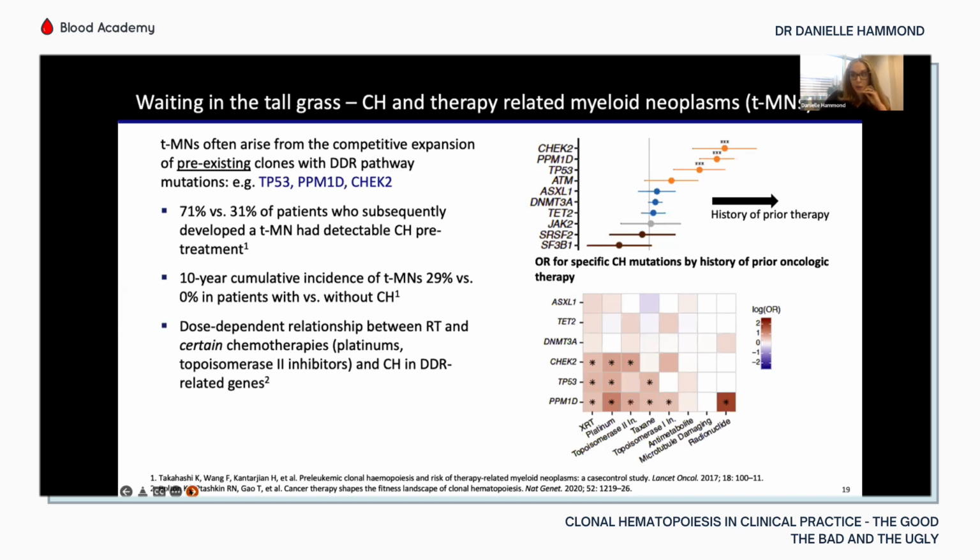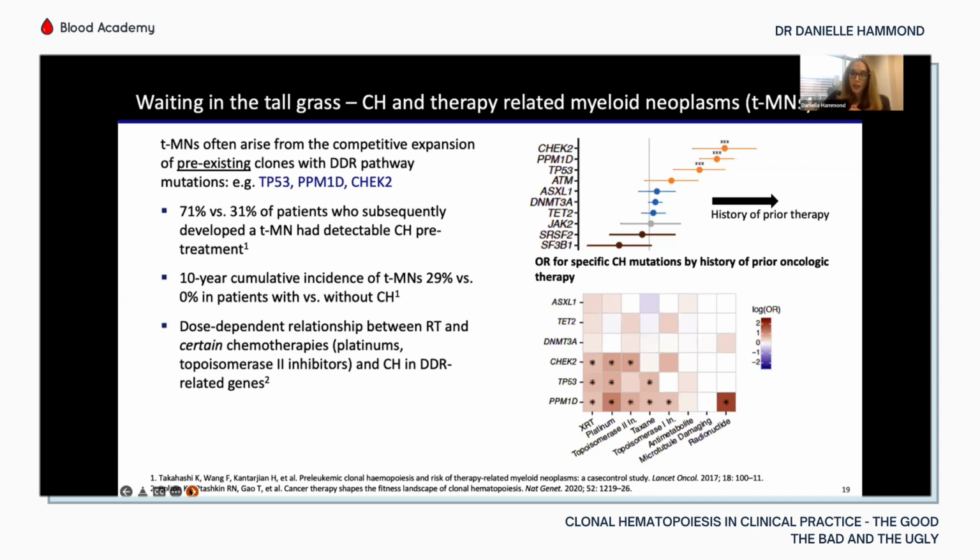And this is a huge paradigm shift because for a long time it was thought that therapy-related myeloid neoplasms and the associated mutations in these DNA damage response pathway genes was due directly to the mutagenic or genotoxic effects of the therapies themselves used for treatment of the solid malignancy.